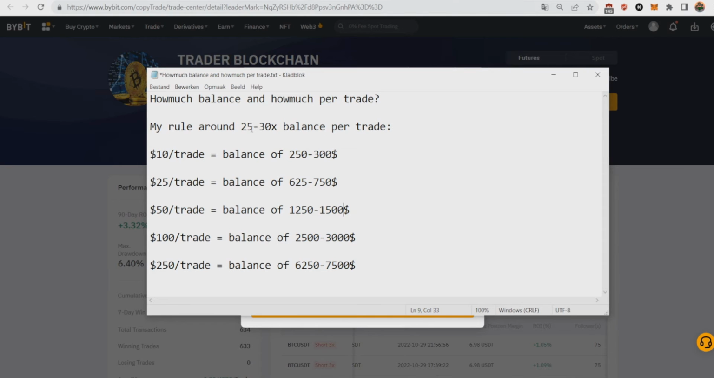I would recommend having 25 to 30 times the balance per trade. So if you have $10 per trade, a balance of $250 to $300. $25, $625 to $750. $50, $1,250 to $1,500. $100, $2,500 to $3,000. And $250, $7,500 and so on. And basically you don't have to follow these steps exactly. You can do any amount of money you want per trade. It's all up to you guys. It's just my golden rule.